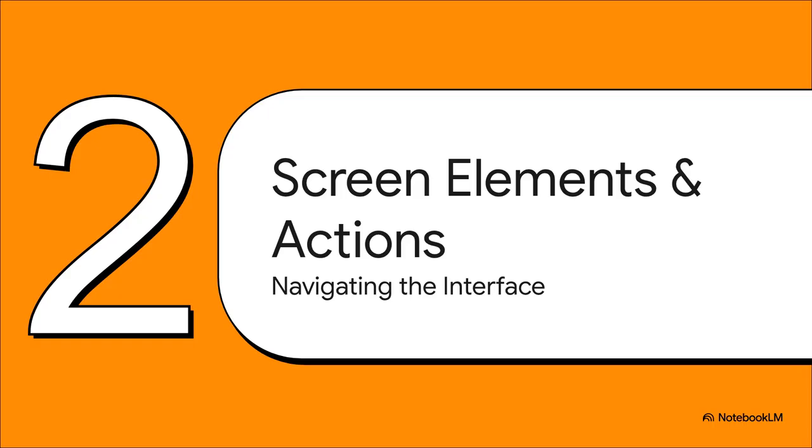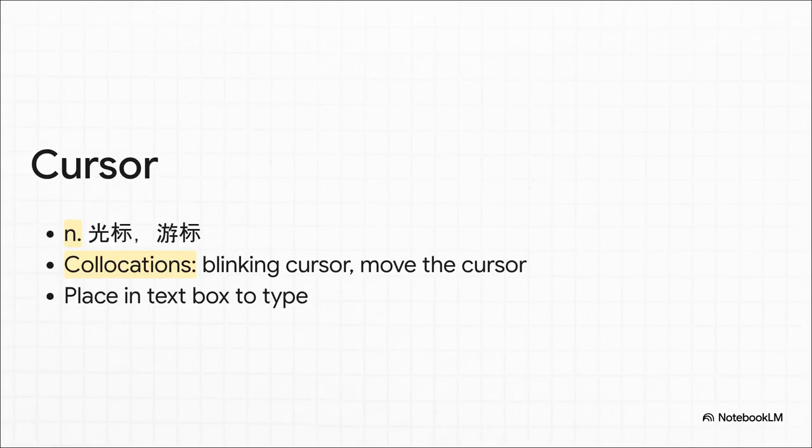Moving right along to Section 2, Screen Elements and Actions. Let's look at the digital side of things, where unseen traps often cost people easy points. Once you're staring at the screen, your eyes will immediately search for the cursor. Cursor. The translation is 名字光标右标. You'll hear the collocations blinking cursor or move the cursor a lot.